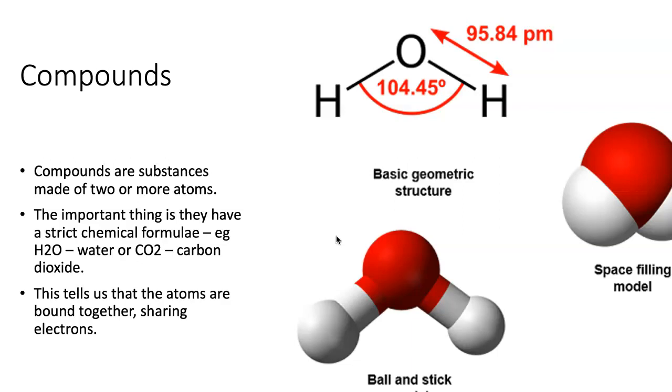So we have here 3 different models of what water might look like. We know that there are 2 hydrogens, H for hydrogen, and 1 oxygen atom. And researchers discovered that the angle between the 2 hydrogens is 104.45 degrees, believe it or not. And the distance between oxygen and hydrogen is 95.84 pm. I'm now trying to remember what pm stands for. Picometres, maybe? A really small distance.